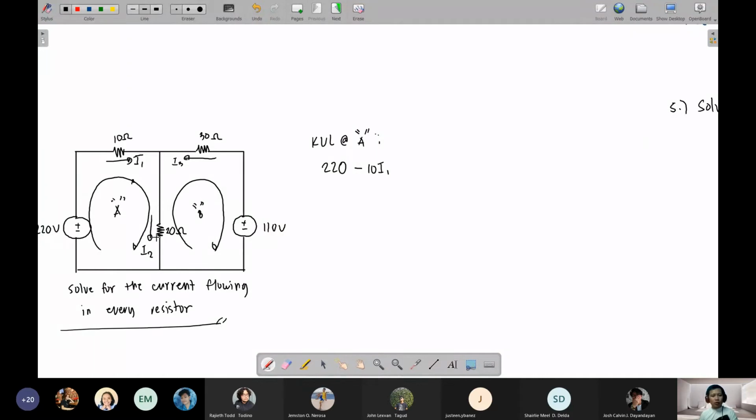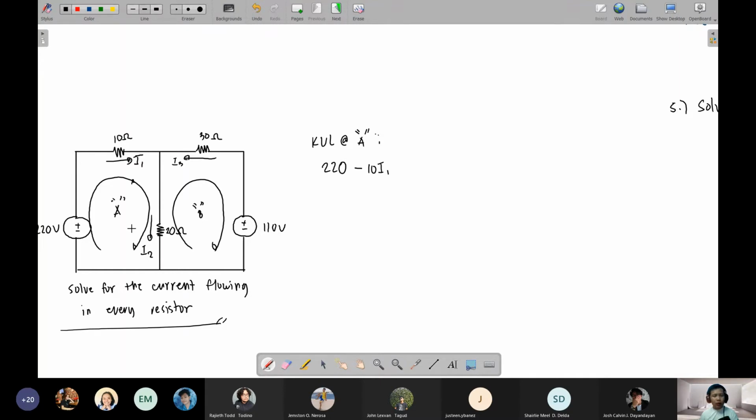Now, your loop goes through the 20 ohm resistor. So we have to get the voltage on this resistor. But upon passing through the 20 ohm resistor, the direction of loop A is going down, while the direction of I2 is also going down.